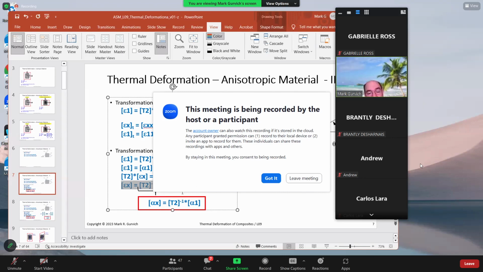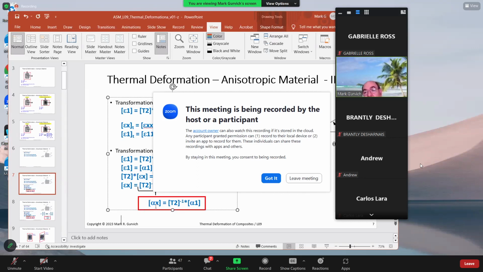So now I'm defining the product of those two matrices as alpha sub x. Why? Because we still have the same factor delta t, and this product is defined as inverse matrix T2 multiplied by matrix alpha 1. If I multiply by delta t, I receive strain, and without delta t, I receive the matrix shown in this red box.